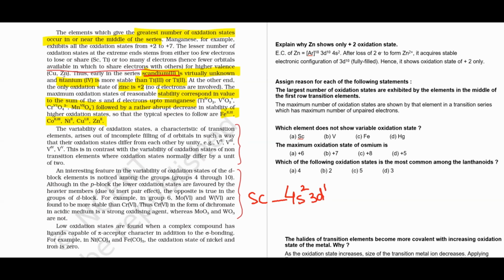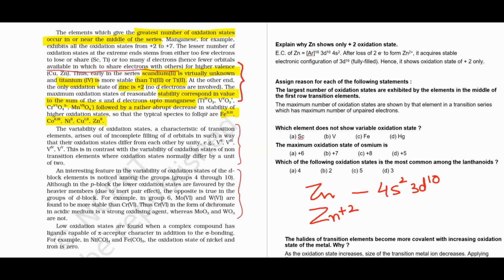Scandium +2 is unknown. Similarly, titanium is the next element with 4s2 3d2. It prefers to lose all rather than losing a few. Why? Because there are only a few electrons, so it shows an oxidation state by losing all. Titanium +4 is more stable than titanium +2 or titanium +3. And similarly, zinc, the last element, has the configuration 4s2 3d10. It prefers to lose 2 electrons, leaving behind a stable configuration. So the only oxidation state that zinc shows is +2. These are the questions related to this point.